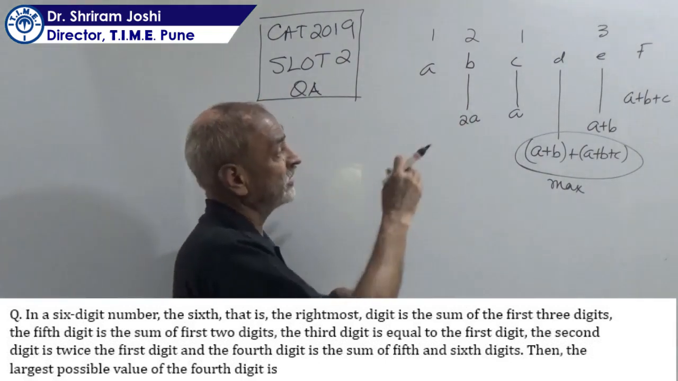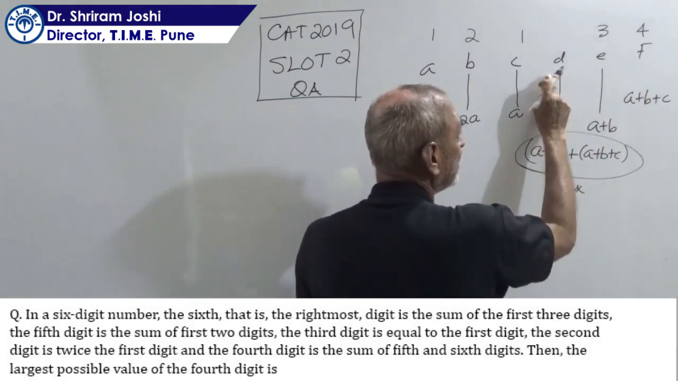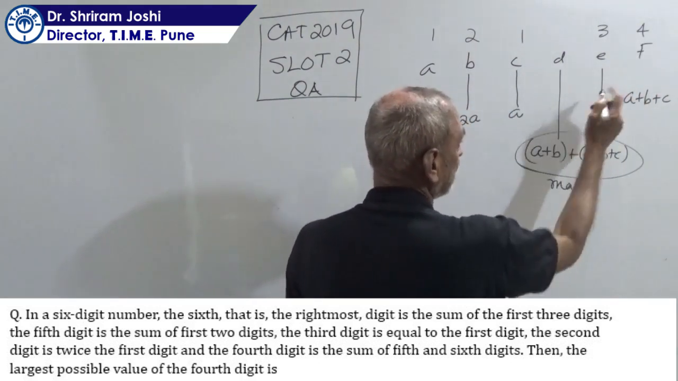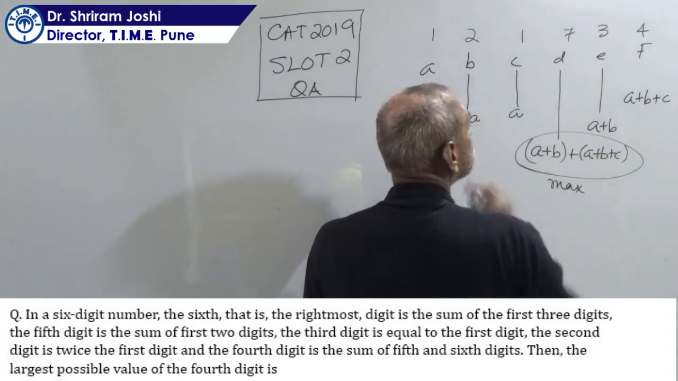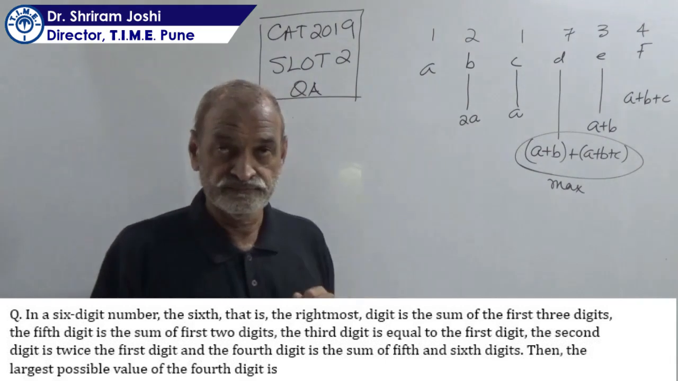What is F? A plus B plus C. 1 plus 2 plus 1, 4. And what is D? E plus F. What is it? 7. So if A is 1, the 4th digit is 7.